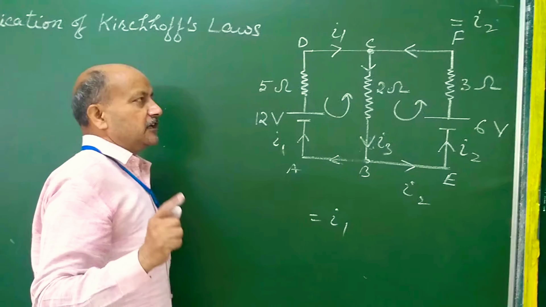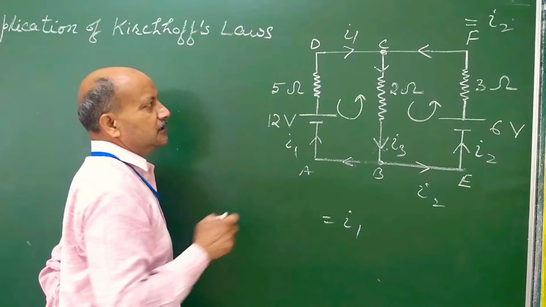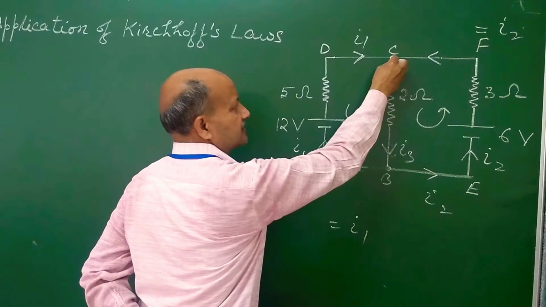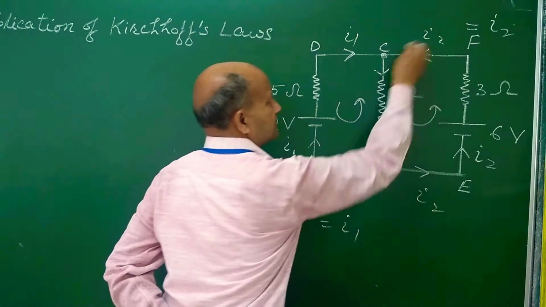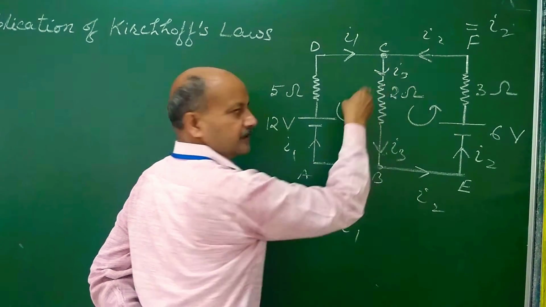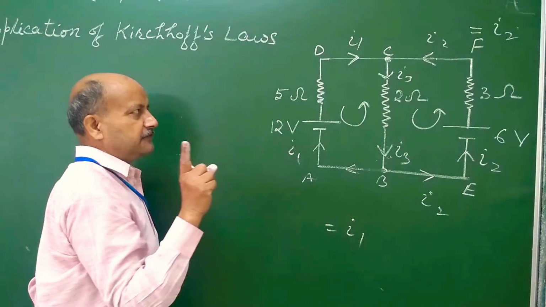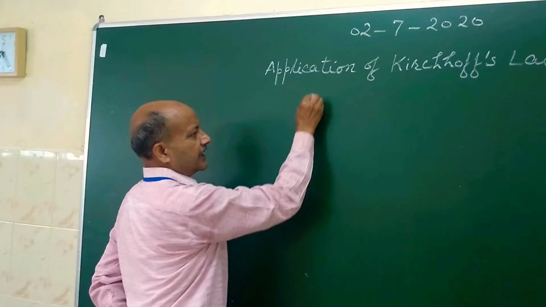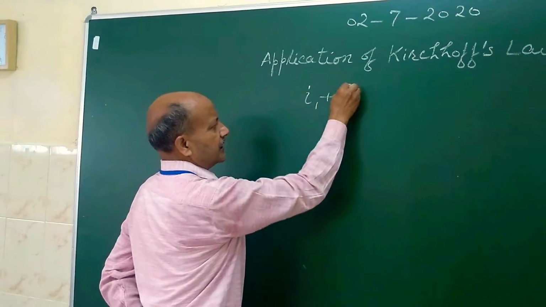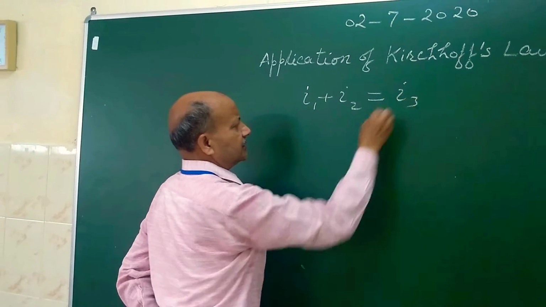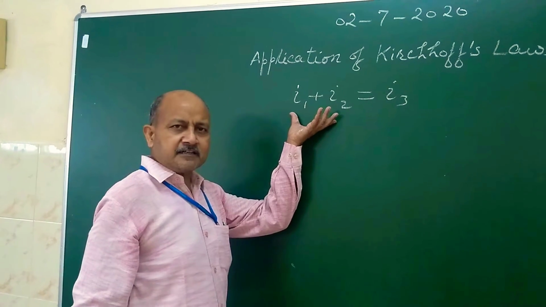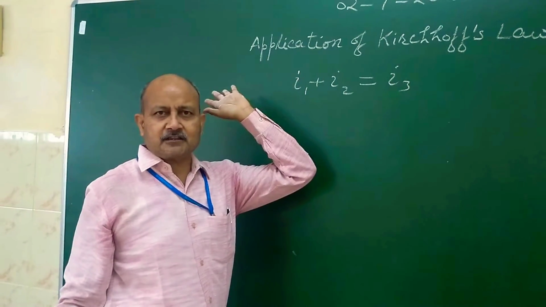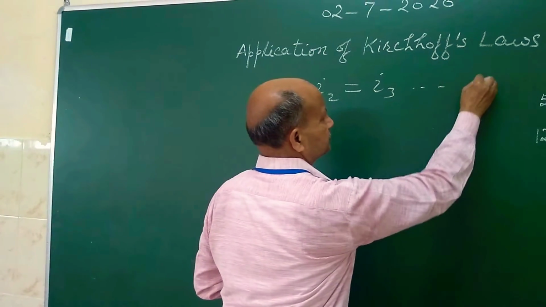Now, if we apply junction rule, at this junction there are 3 currents: I1 towards the junction, I2 towards the junction, and I3 given away from the junction. So when we apply junction rule, we will write like this: applying junction rule, I1 plus I2 is equal to I3. Sum of incoming currents at a junction is equal to sum of outgoing currents at the junction. So this is given in the diagram. So this is equation number 1.